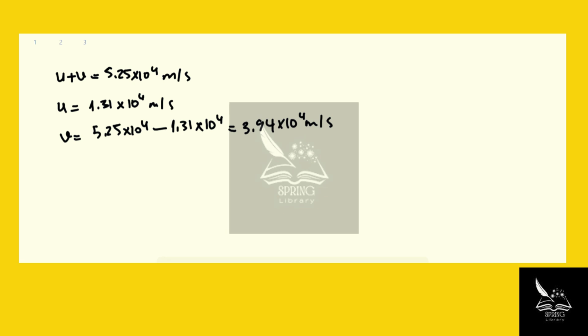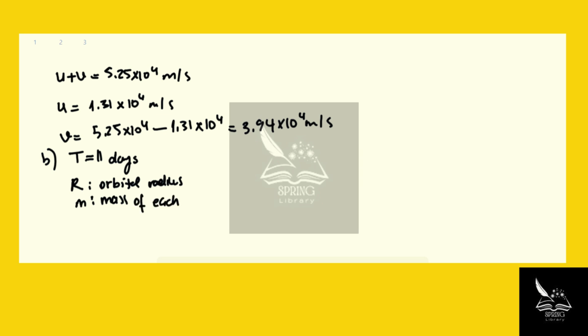All right. Now, in part B, we are given the period of this movement. So it's 11 days, right? And we're asked to calculate the orbital radius. We're going to call it R, and the mass of each star. And lastly, we're going to compare the orbital radius to the distance from the system to the Earth, right? And there's a comparison part.